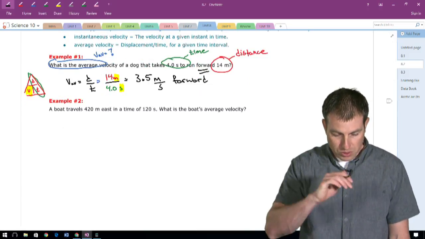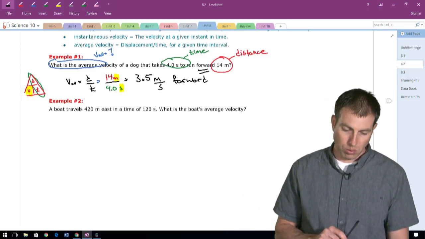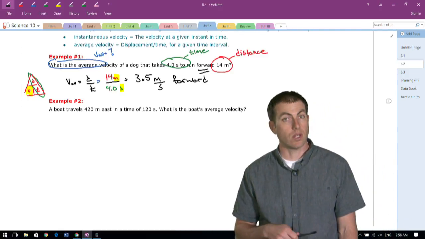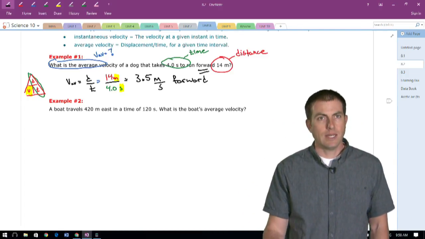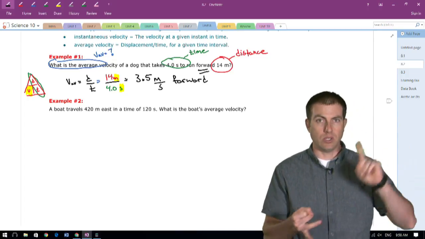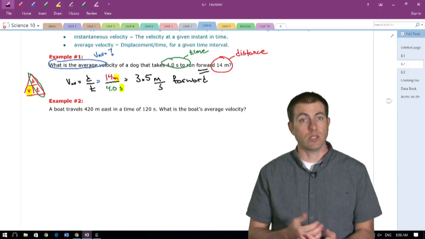All right, example number 2. See if you can do it without my help. It's almost identical to the one we just did. A boat travels 420 meters east in a time of 120 seconds. What's the boat's average velocity? Same formula. Make sure to include in your answer units and a direction. And it's important as well to show your work.